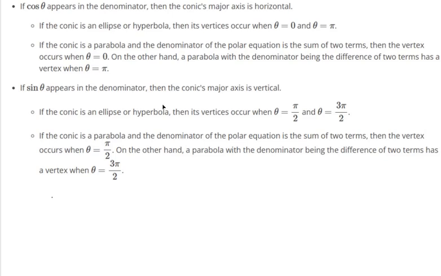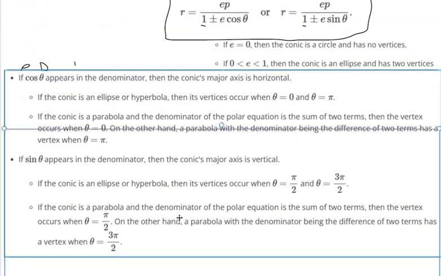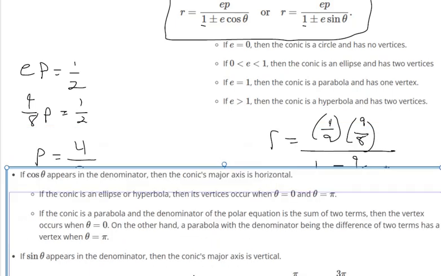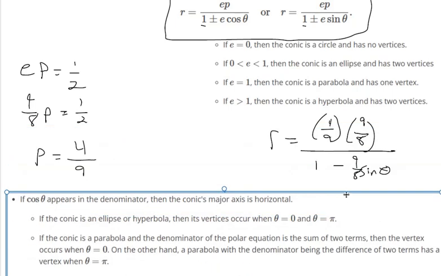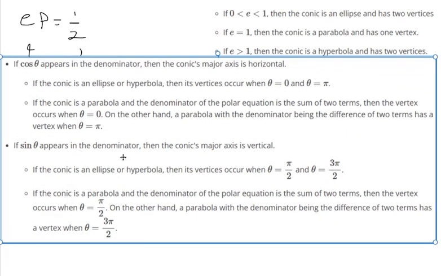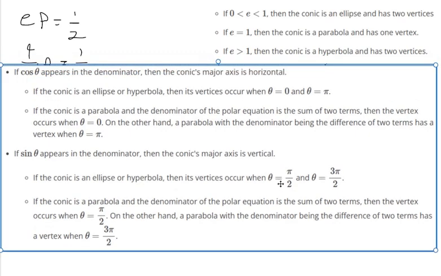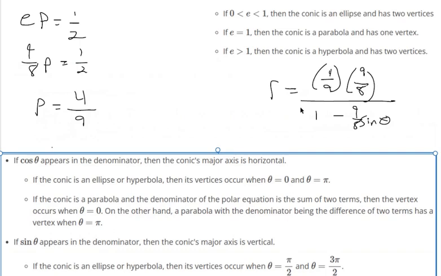Now that we know it's a hyperbola, Newton spells out these rules for us in the description of the answer for these types of problems. We have sine in the denominator. So if you look at this list of rules, it says if sine is in the denominator, then a conic's major axis is vertical. Its vertices occur when theta equals pi over 2 and when theta equals 3 pi over 2. So that means to find the vertices, we got to plug pi over 2 in for theta and 3 pi over 2 in for theta.